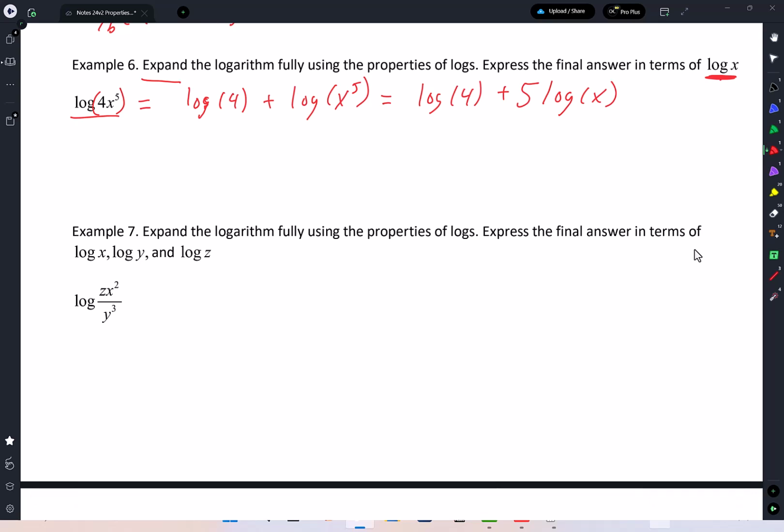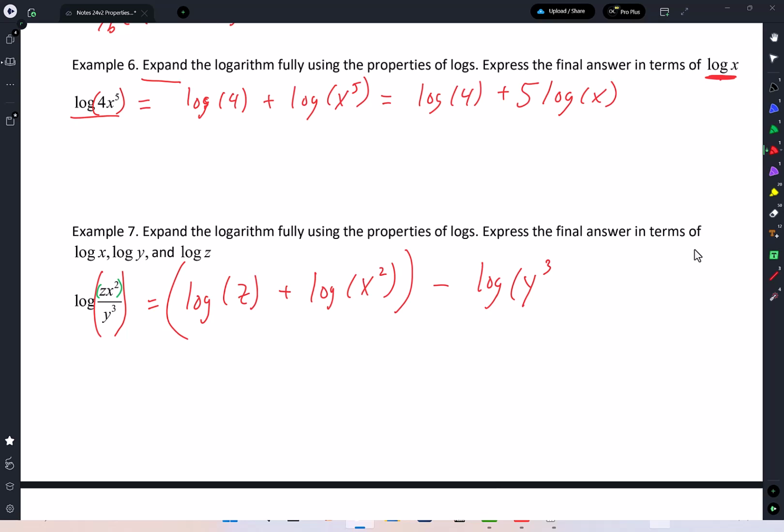If you see it, you don't have to, but you can put little parentheses on the top, and the bottom is just a single term, so it's fine. So here we go. Log of z plus log of x squared, and if you want to put that in parentheses, minus log of y cubed.